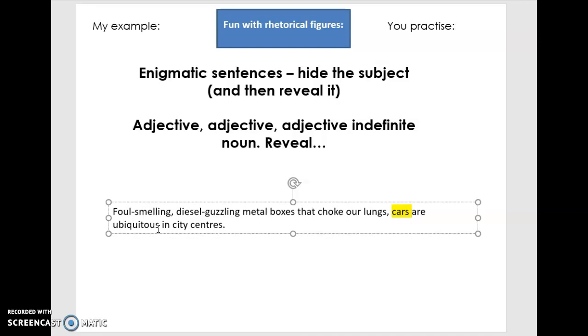Okay, do you want to have a go then at writing one of those enigmatic sentences about adverts? So all you're trying to do is to describe them, but without saying what you're writing about until later in the sentence. Give it a go.